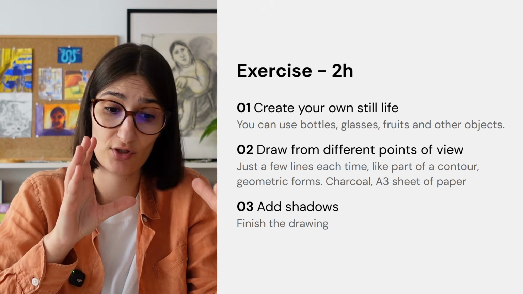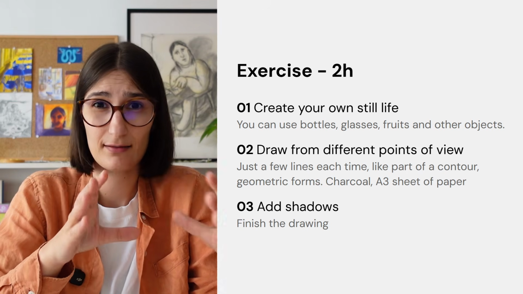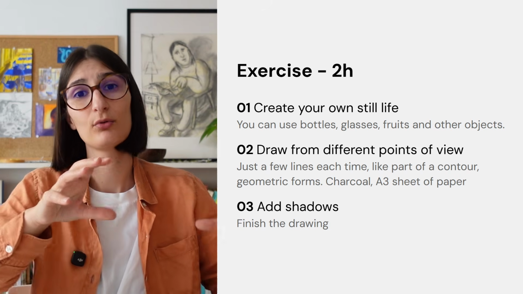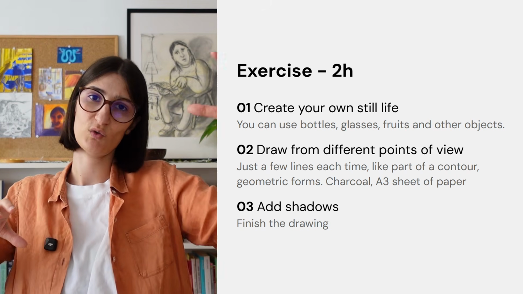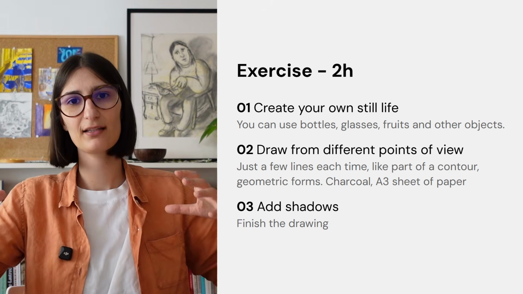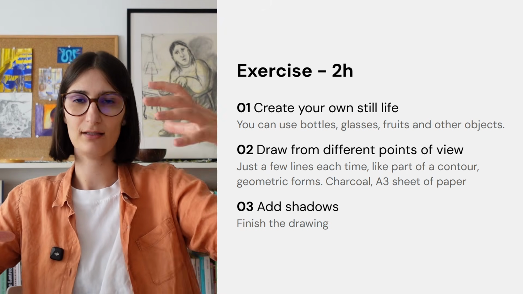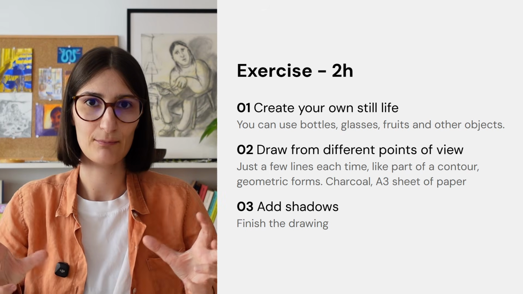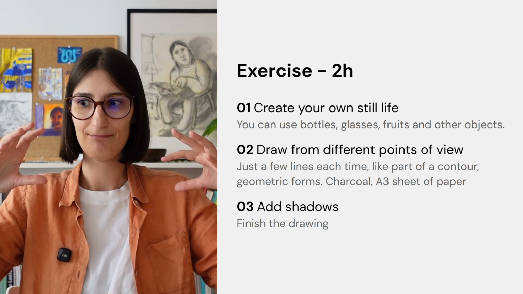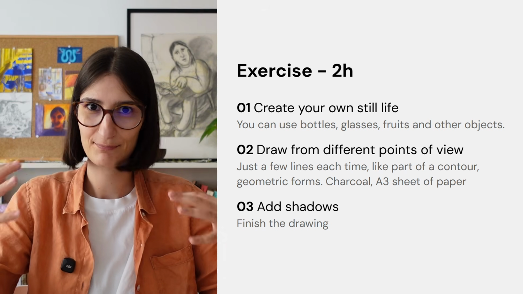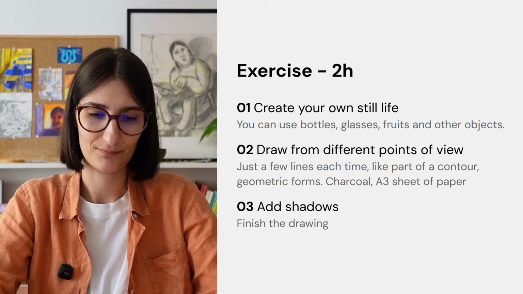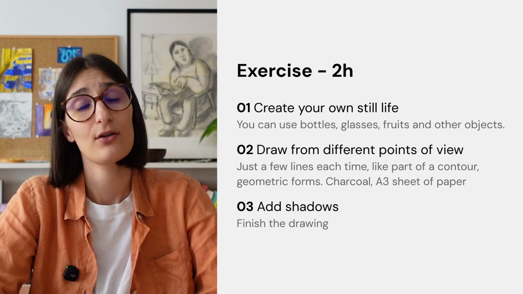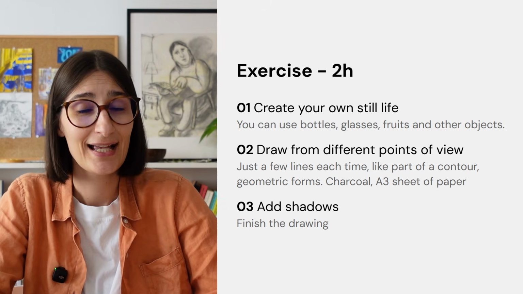In the beginning we'll just draw lines, like the contour of the objects, and we will draw a few lines, and then we change perspective and add a few more lines, and then change perspective and draw more lines. So to start building the composition and this multiple perspective view in one drawing. After that, we will add shadows and finish the drawing. Let's get to it.